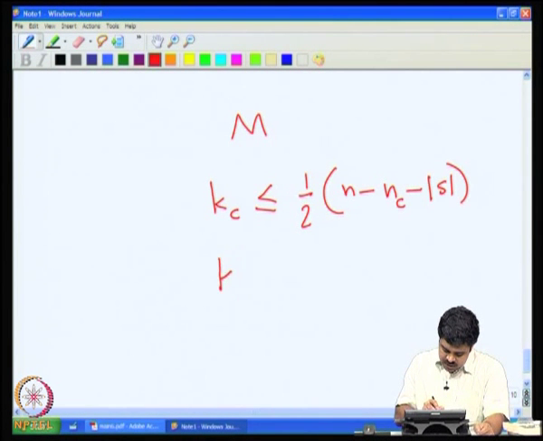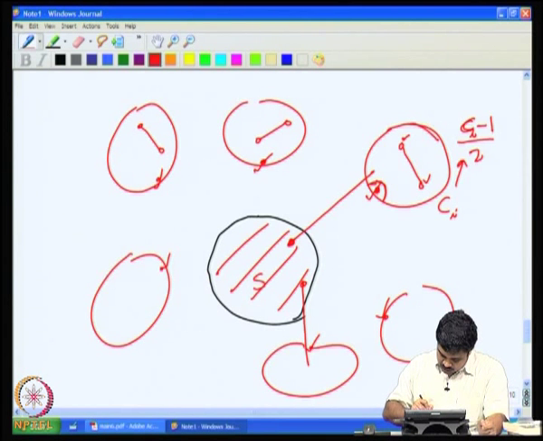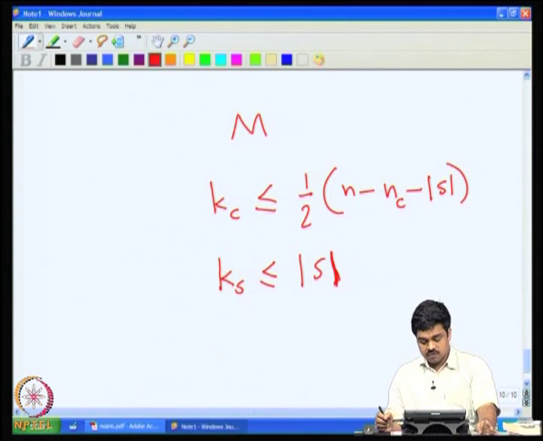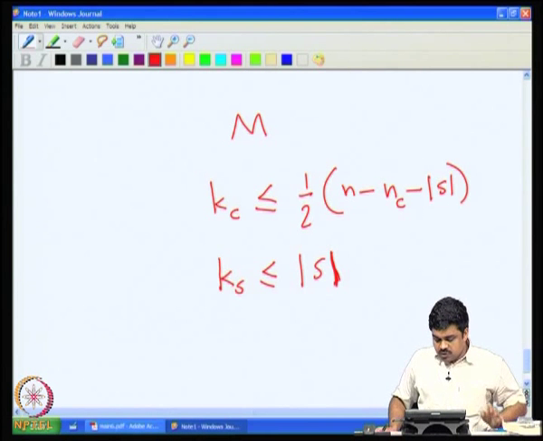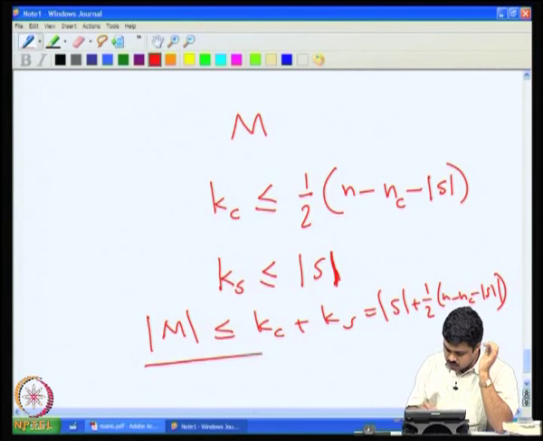Similarly, we can have another type of edges, for which I will use the notation KS, which have at least one endpoint in S. It can be an edge like this, or like this, or like this. Considering such edges, you can have only this many, because there are this many vertices in S. Even if each such matching edge takes one vertex from S, KS is less than or equal to the cardinality of S. Therefore, the cardinality of any matching has to be less than or equal to KC plus KS, that is, cardinality of S plus half of N minus NC minus cardinality of S. This is what we see, right? So this will be correct.